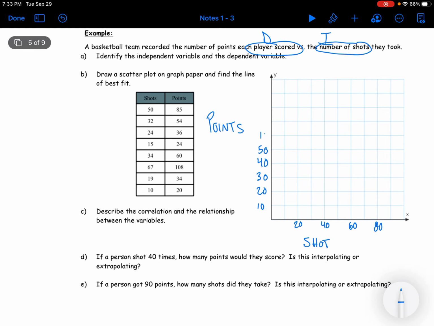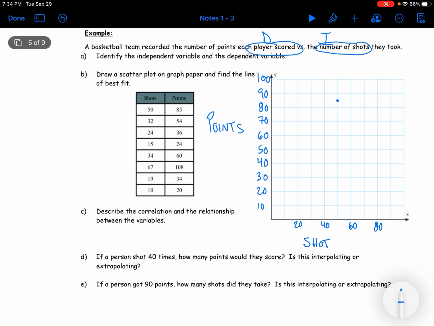Okay, in this case, just to make our scale nice, I'm going to count by tens in both cases here. So we've got up to 100. Now all I have to do is actually plot my points. So player 1 shot 50 times and scored 85 points. So I'm going to go to 50, I'm going to go up to 85, and I'm going to put a point. So 85 would be halfway between 80 and 90.